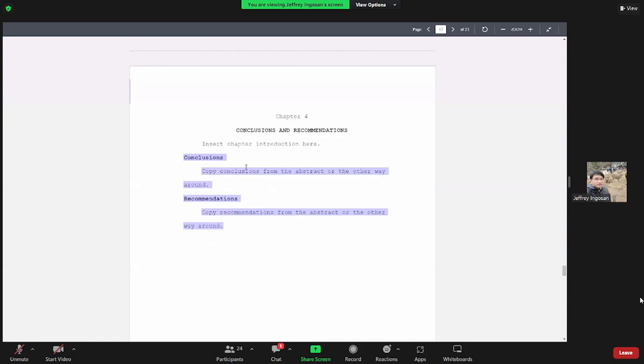The only difference is that in the abstract, it's single space. Here, it's double space, but they are exactly the same. Then we have here the references and the appendices. Similarly, if you have multiple pages of references, the second page would be labeled References plus the page number on the header.